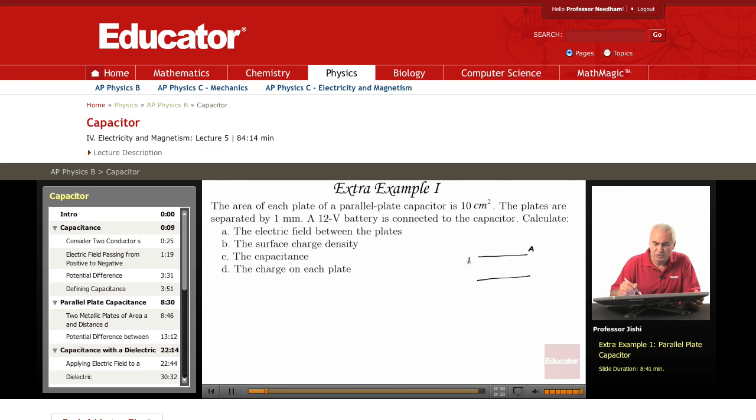We're given the separation between the plates as 1 millimeter, and we're told that a 12-volt battery is connected to the capacitor. So we have a 12 volt battery here. This means that the upper plate is at the same potential as the positive terminal of the battery, and the lower plate is at the same electric potential as the negative terminal of the battery.